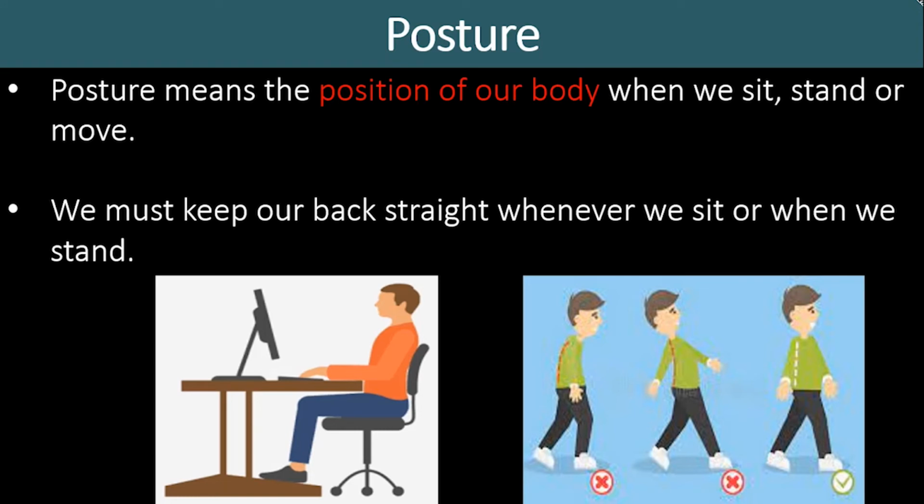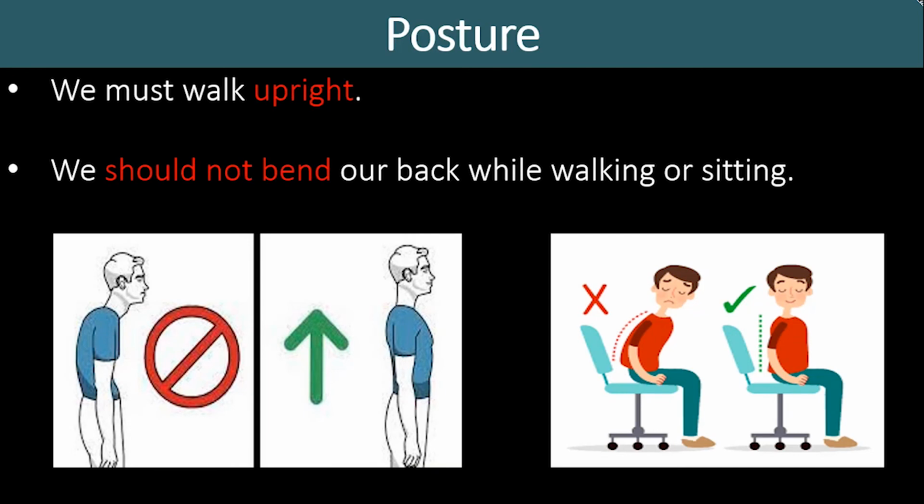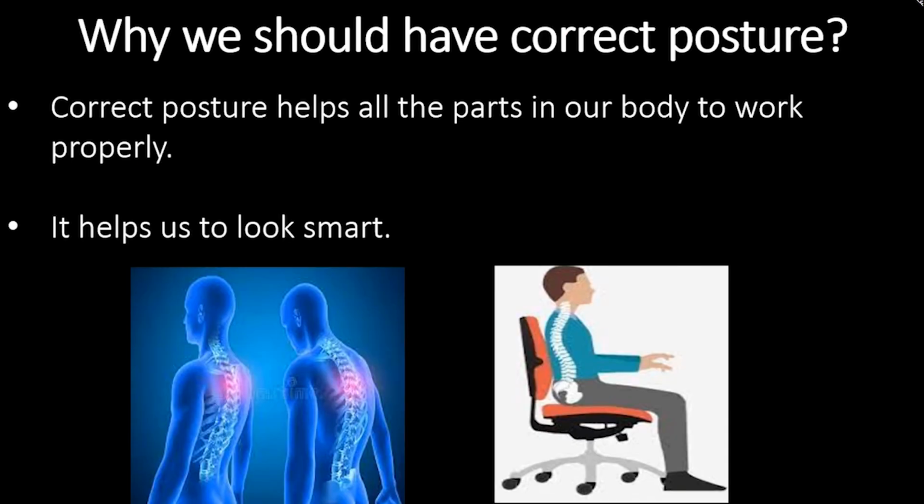Now, posture. Posture means the position of a body whenever we sit, stand, or move. We must keep our back straight whenever we sit or whenever we stand. So you should have a straight posture, erect posture. We must walk upright. We should not bend our back while walking or sitting. See, you can see in the pictures also. You should be upright to have a perfect posture for your body, a perfect shape of your body.